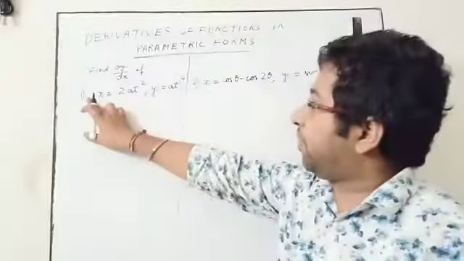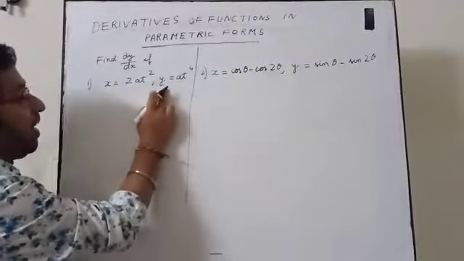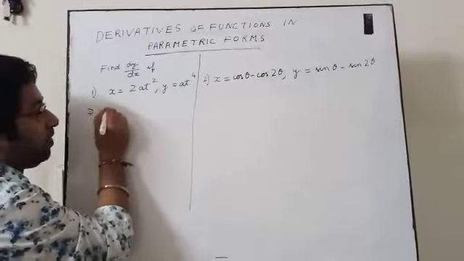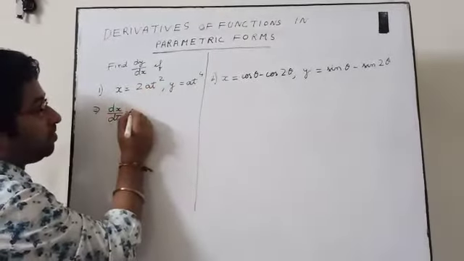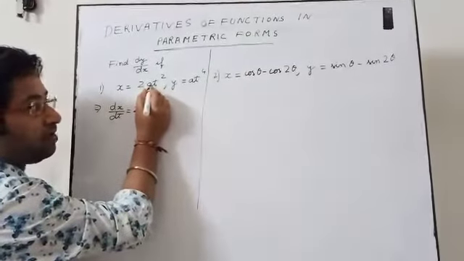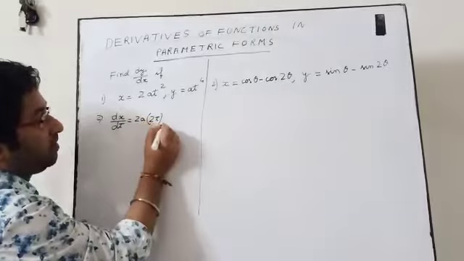I am taking two problems, one is this, another one is this. First we do this problem. This form is a parametric form. So I will do the derivative. dx by dt is how much? Twice a, where a is constant. The derivative of t square will be twice t.